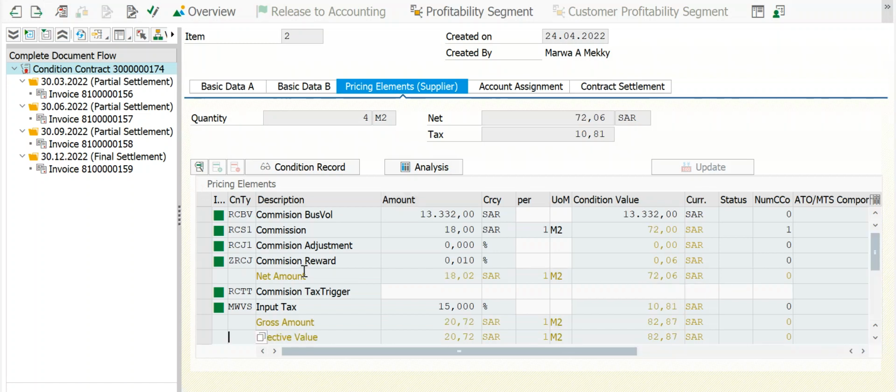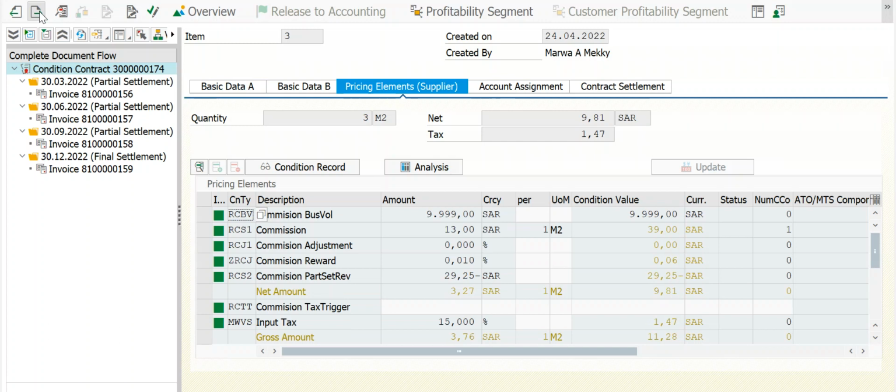This one is a new sale, which means it was done in the last quarter. Since again he achieved his target, he will take his full commission, and no partial settlement has been done for this item before. So he will take the 72.06. And the same goes with the next one, but here it has been partially settled before with a partial settlement of 29. So the sales employee will only take the amount that has been deducted from him before, which is 9.81.